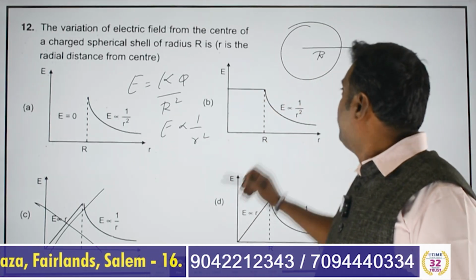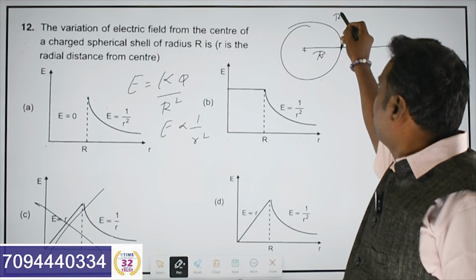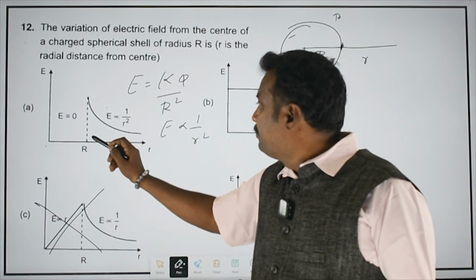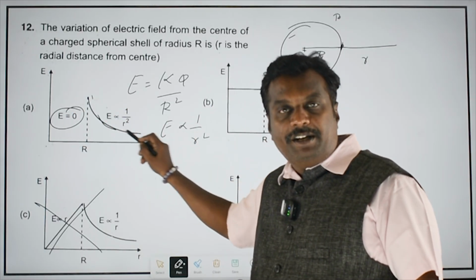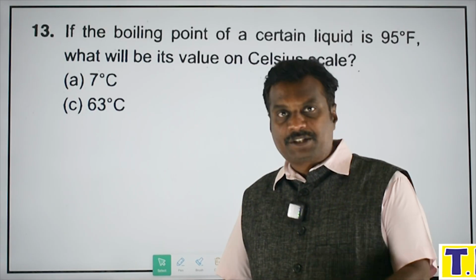So இந்த பாயிண்ட்ல இருந்து இந்த பாயிண்ட் இருக்கு. This is the distance where it reaches the surface of the sphere. இங்க வரைக்கும் electric field is 0. So electric field எங்கன்னா இங்க வரைக்கும் 0 இருக்கு. Then it keeps on decreasing, right? So the right choice will be option A. Let's go to the next question.